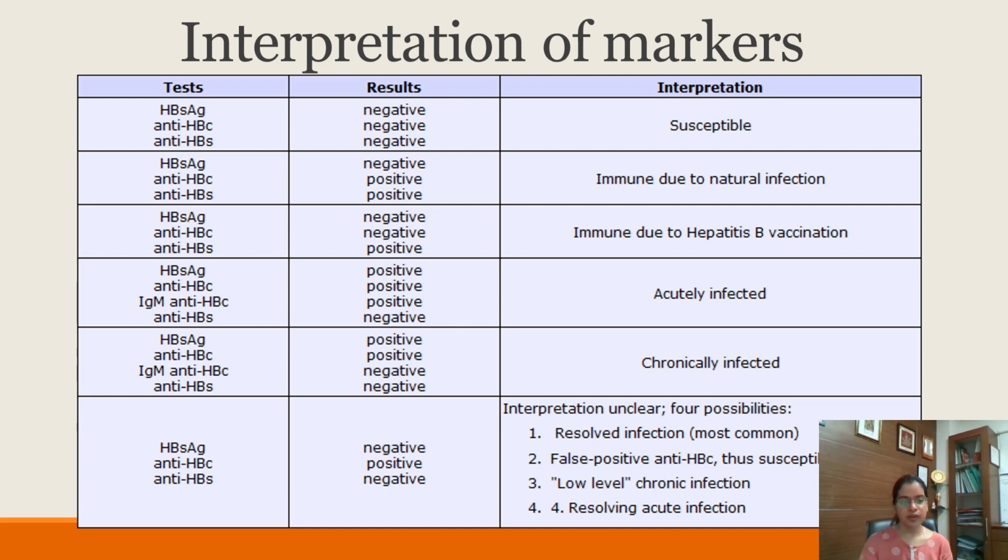Now, if we have a case where HBsAg is negative, the core is positive and HBs is negative, so only isolated core is positive in a patient, there could be four possibilities. It can be a resolved infection, most common. It can be a false positive anti-HBc, that means the person is susceptible. It can be a low level chronic infection or a resolving acute infection.